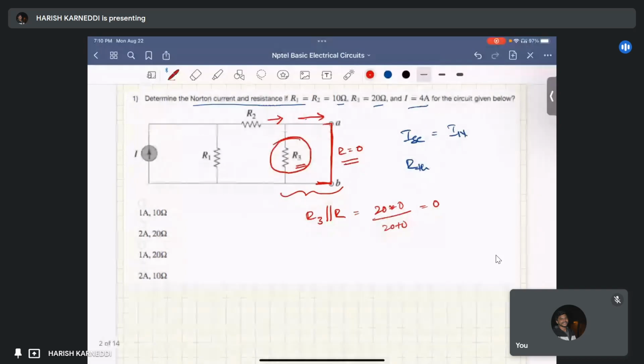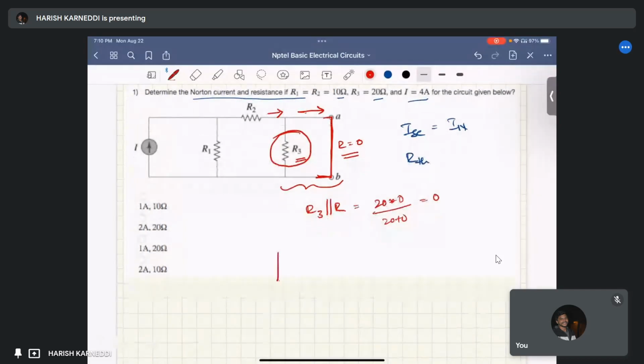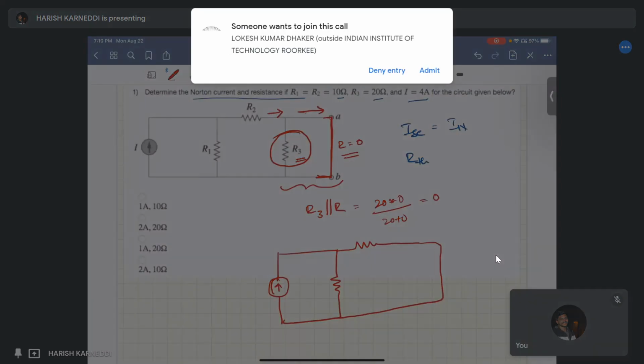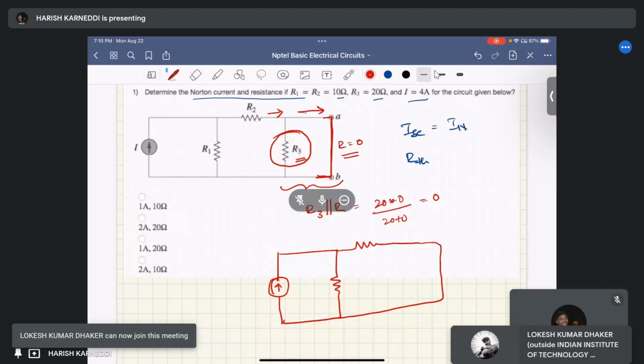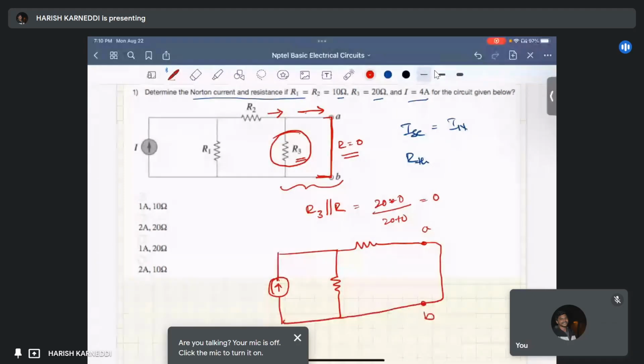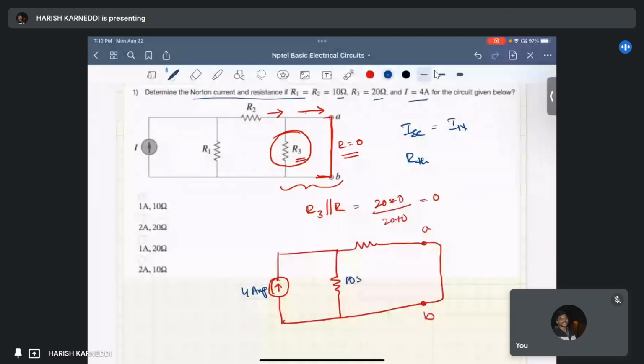So our new circuit is going to be this I, our R1 and our R2. This is point A and this is point B. Here, what is the value of I? It is 4 amperes, and R1 equal to 10 ohm and R2 equal to 10 ohm.